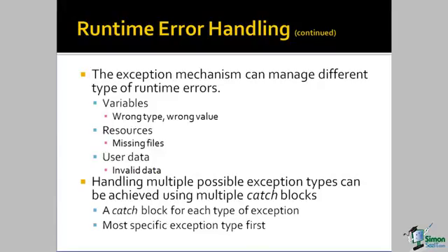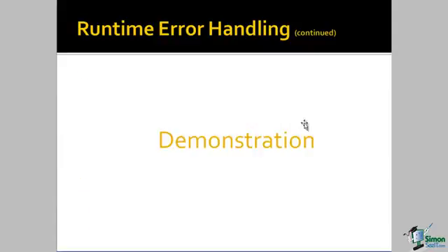To do that with the try-catch mechanism, we just include more catch blocks. We can include a catch block for each type of exceptional circumstance that may occur, and PHP will manage which catch block to call based on the type of exception that occurs during runtime. So let's go look at some code.